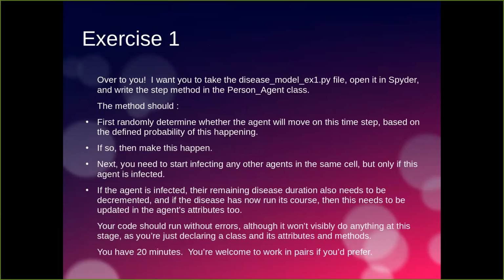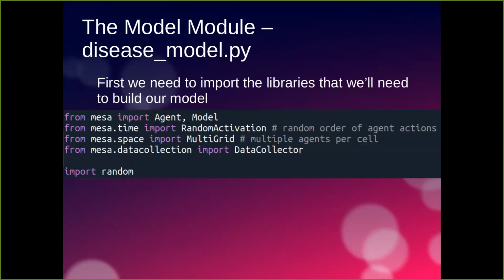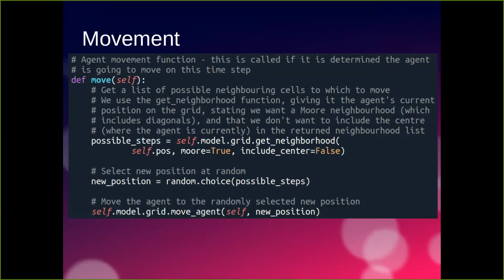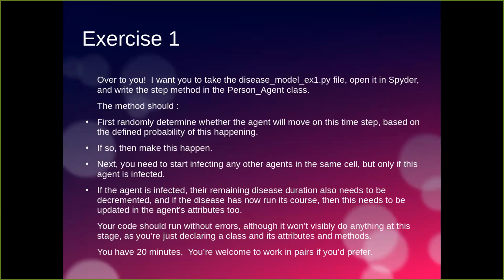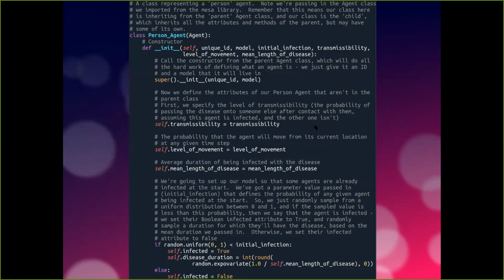Right, over to you. I've given you a copy of this model that I've described so far, with the imports, the agent class defined, and within the agent class, the constructor method, the init, the move method, and the infect method. So what I want you to do now is to take the disease model x1.py file, open it up in Spyder, and write the step method that I've just been describing in that person agent class. So it's going to be in the agent class in the same way as your other methods are, so make sure it's indented.